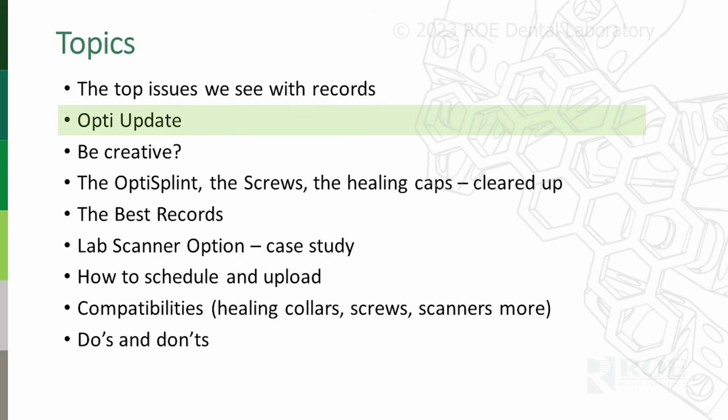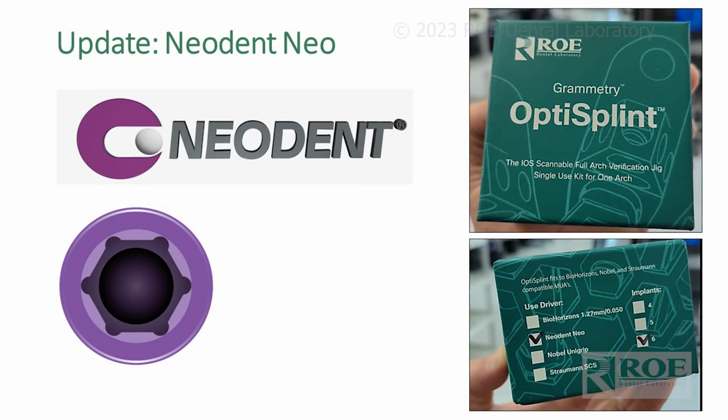All right, so let's just go through all these topics. First is an update. We now have a Neodent, and what that means, I didn't clarify that really well in the beginning of this. We make kits for Straumann, Neodent, Nobel, BioHorizon, MIS. The only difference in all those is the screw. Okay, that's the only difference. The OptiSplint is the same. The actual physical scan body is the same. The only question is which driver do you want to take out of your kit to drive in the OptiSplints? That's all that means.